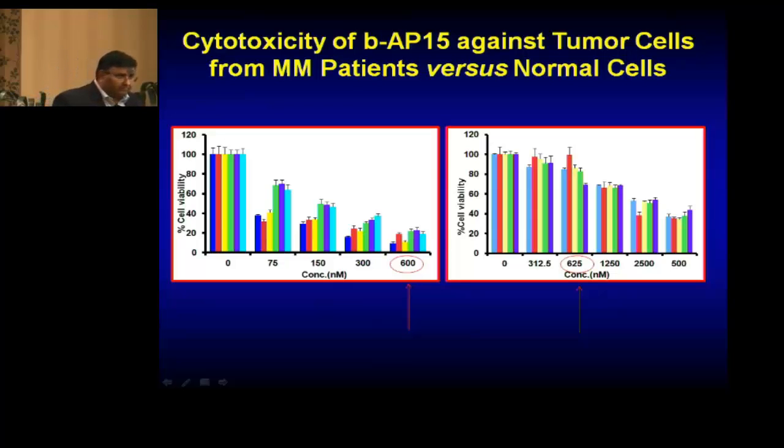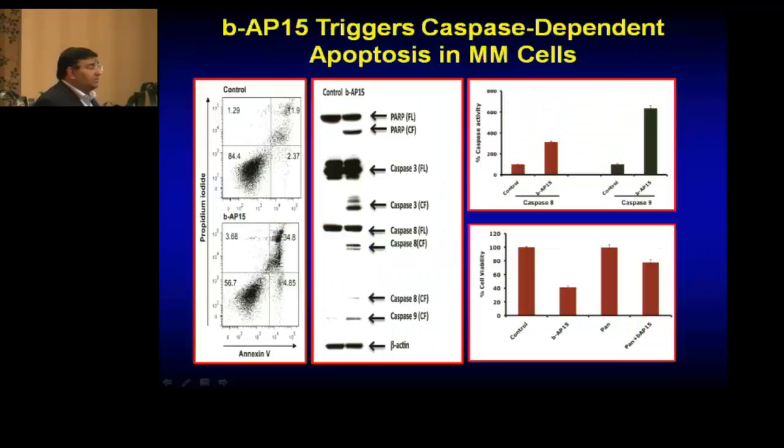We do not see a significant effect on the normal cells here, suggesting that it likely has a favorable therapeutic index. We then examined the mechanisms of how b-AP15 is triggering apoptosis in myeloma cells. Shown here are a couple of plots showing caspase cascade activation, caspase 3, caspase 8, and caspase 9 activity. When you incubate the cells with the pan-caspase inhibitor, you rescue the cells from b-AP15-induced apoptosis. These data suggest that it is a caspase-dependent mechanism.